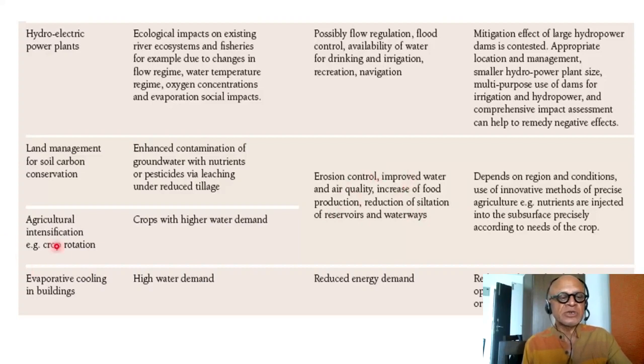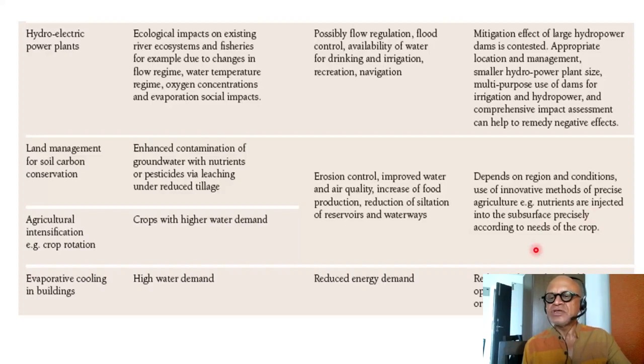You also have agricultural intensification such as crop rotation, which can also help soil carbon conservation. So you can have crops with higher water demand being negative impacts, and again erosion control, etc., being positive impacts. So in terms of comments and remedies, it depends on region and conditions, use of innovative methods of precise agriculture, smart agriculture.